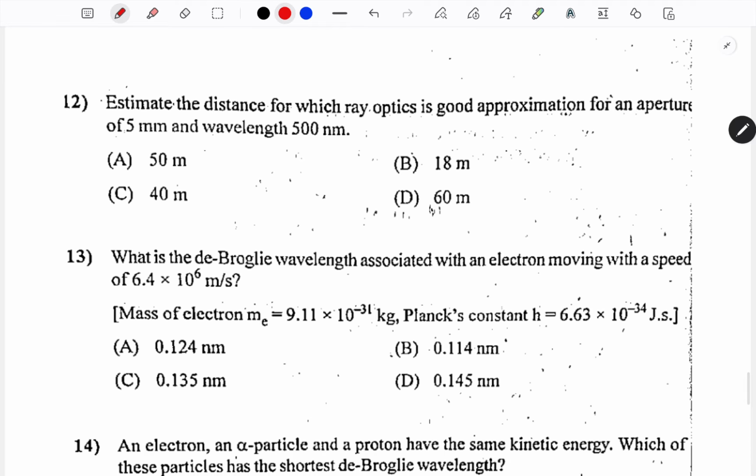Next question, what says? Estimate the distance for which ray optics is a good approximation for an aperture of 5 mm and wavelength of 500 nanometer. So this question also comes in the omitted syllabus portion because aperture is removed. But for aperture we know that ZL is equal to a square by lambda, and ZL is equal to a square, which means (5 into 10 to the power minus 3) whole square divided by lambda, which is 500 into 10 to the power minus 9. So it will be 1000 divided by 20, which equals 50 meter. So answer will be A.